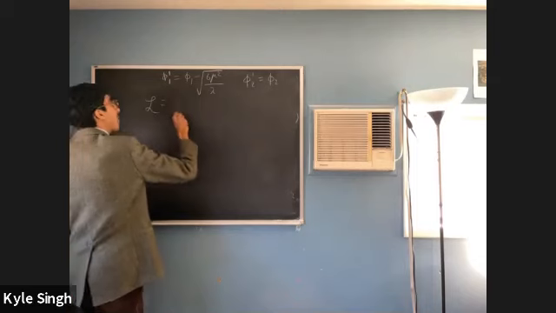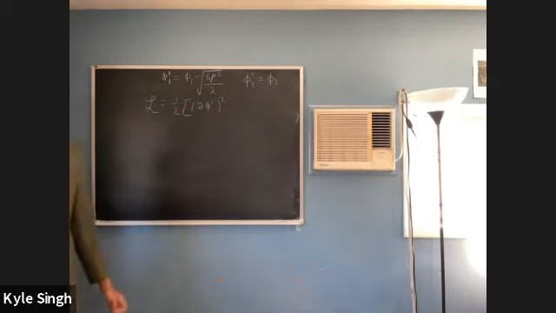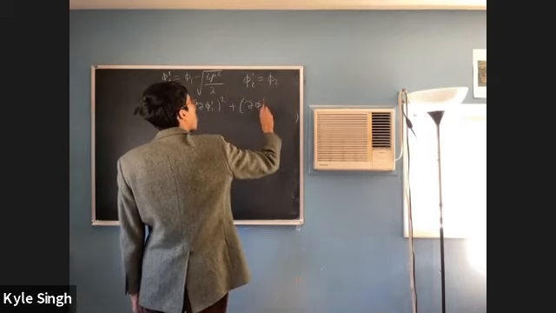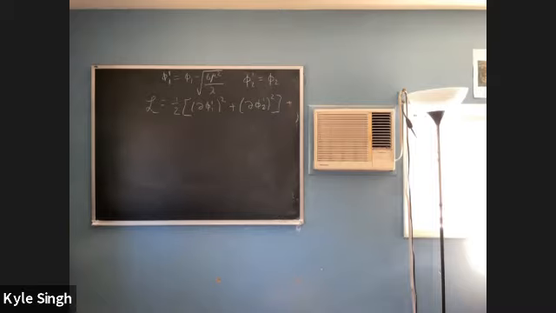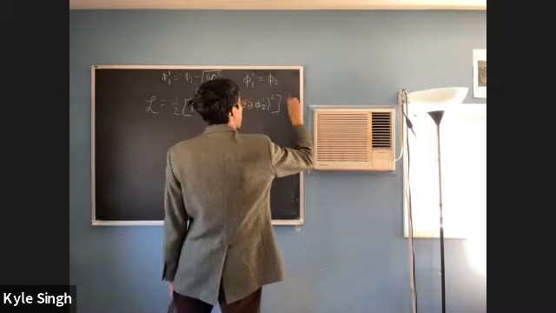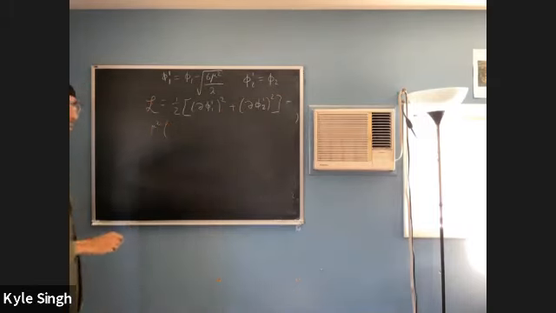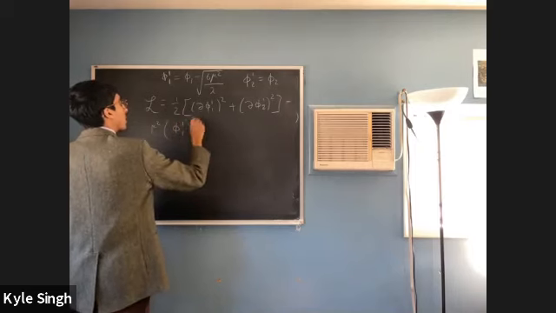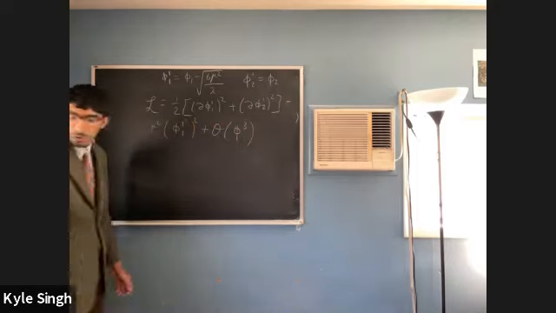That goes 1/2 d phi prime 1 squared plus 1/2 d phi prime 2 squared plus, minus, because this is a new sign, minus mu squared phi prime 1 squared plus order phi prime cubed and higher order terms.